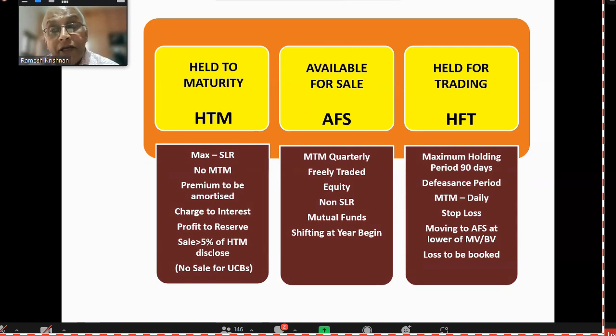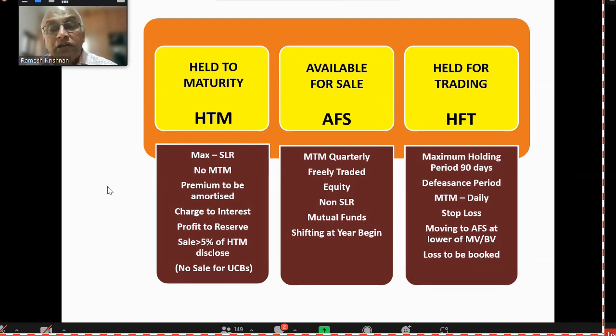And at the beginning of a year, every bank's board has been given the permission to shift from one category to another, depending on their needs. From HTM also, you can shift to AFS at the beginning of the year. That is a one-time shift. So every year, your annual report will also mention the shifting that has been done. So this is all about the categorization.